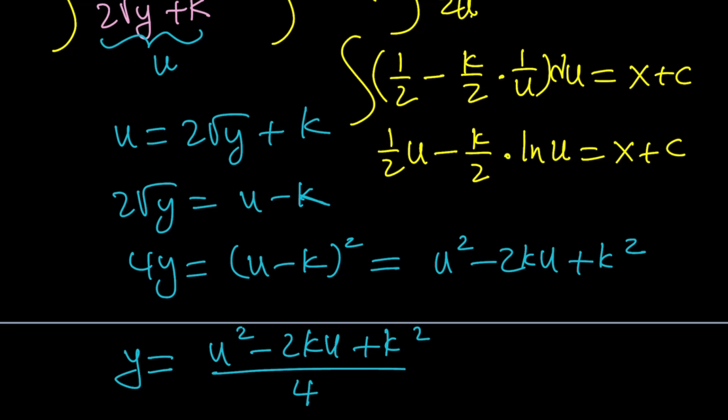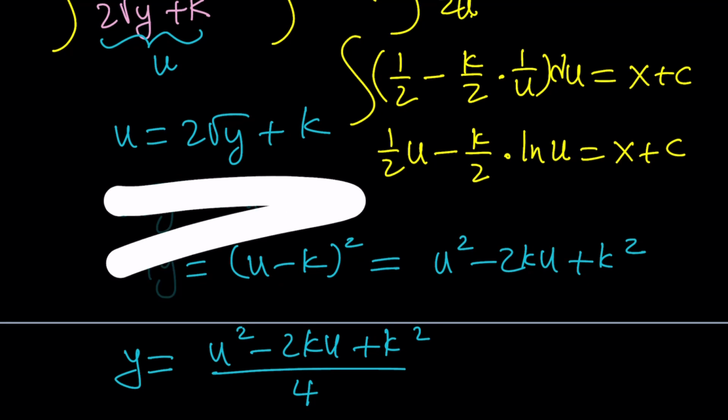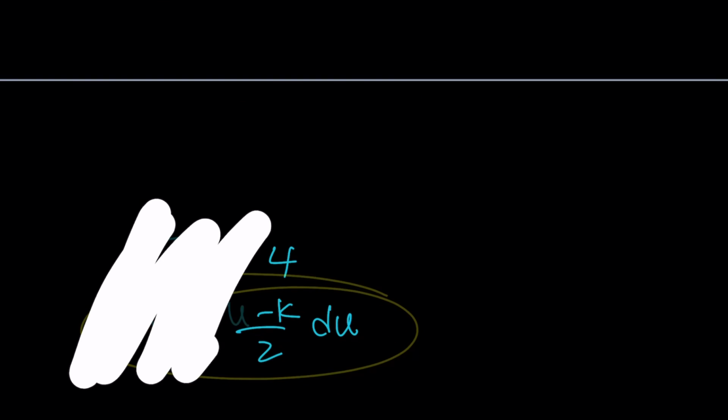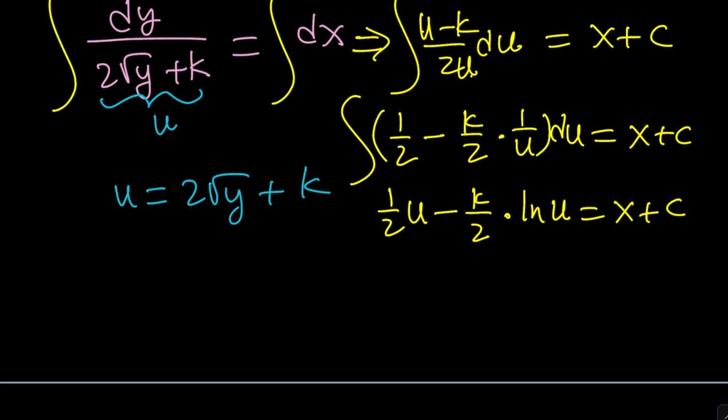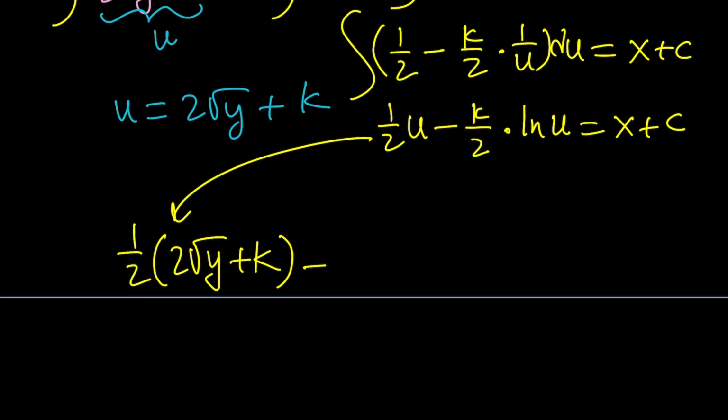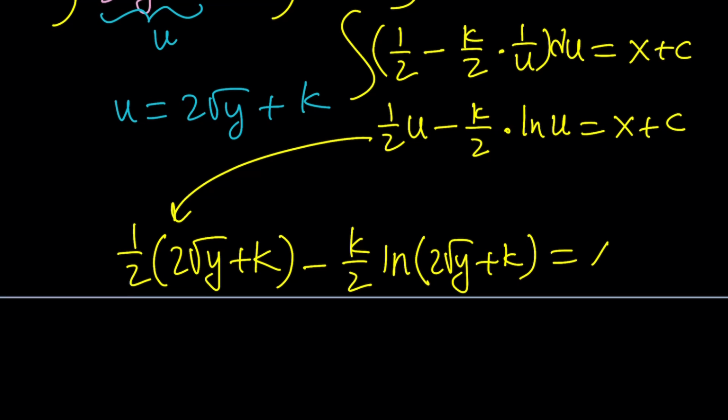So here's a challenge. We have to back substitute. What is u? u is equal to 2 times the square root of y plus k. So let's go ahead and back substitute. So we're going to get the following. Replace u with 2 times the square root of y plus k, minus k over 2 ln of 2 times the square root of y plus k, and that is equal to x plus c. And if you want to solve for y, then you have to use a special type of function, which is Lambert's W function, but that's going to be super complicated.